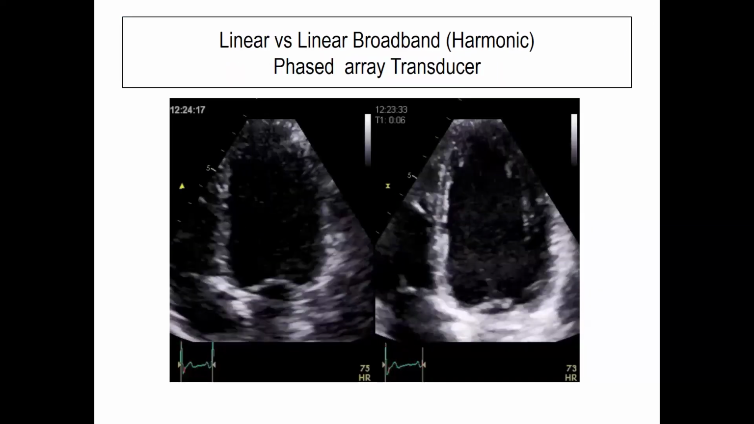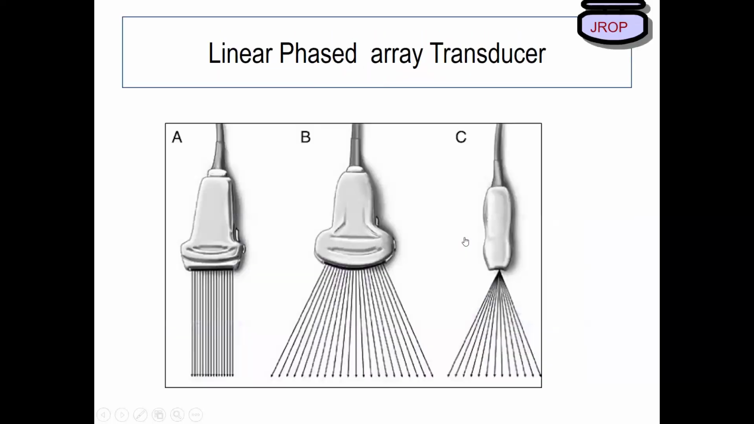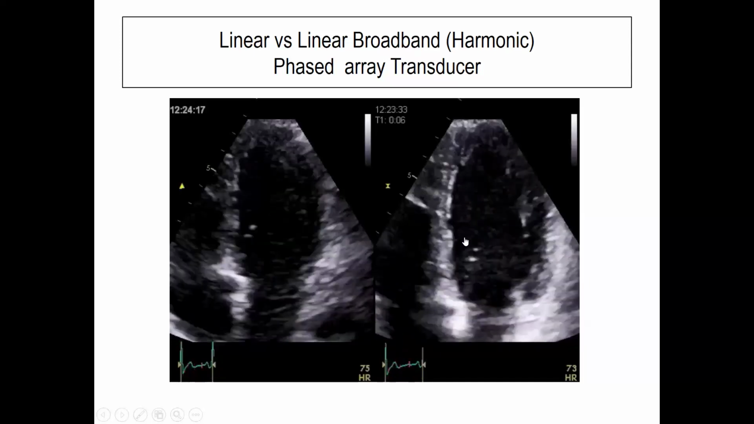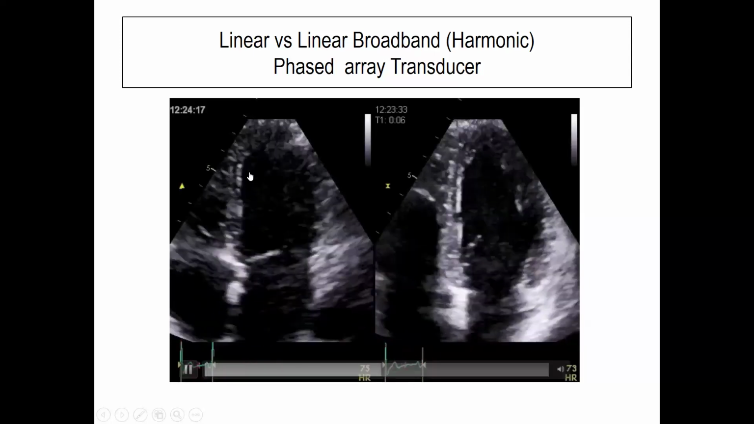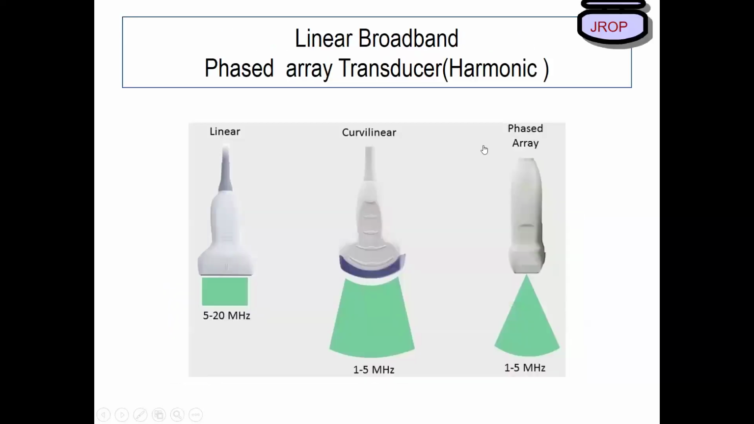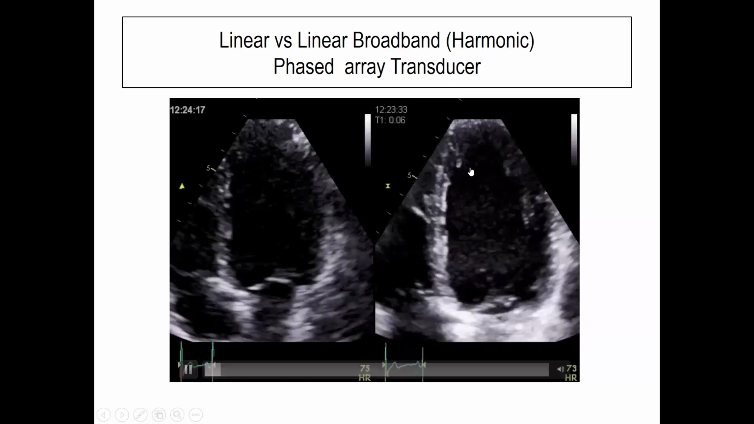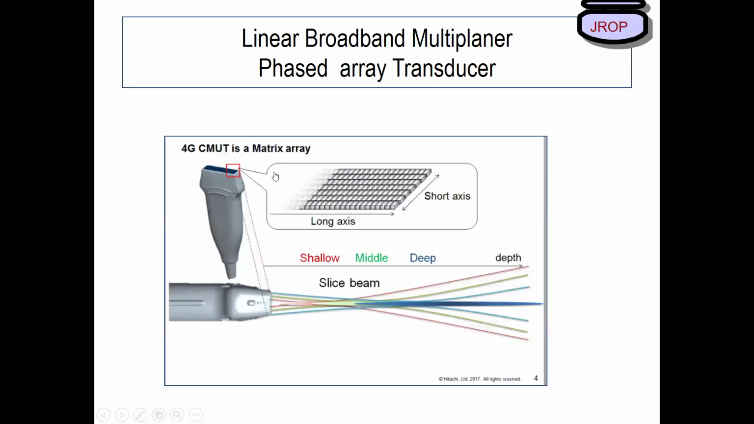And this is the difference between a linear phased array and a harmonic transducer. I'll try to show you again. Look at this linear phased array. Look, you can't see the apex clearly. And in the same patient, now you can see the apex clearly. Look at the apex, very clearly seen with the harmonic-imaging transducer, and it's not seen with the linear phased array transducer.